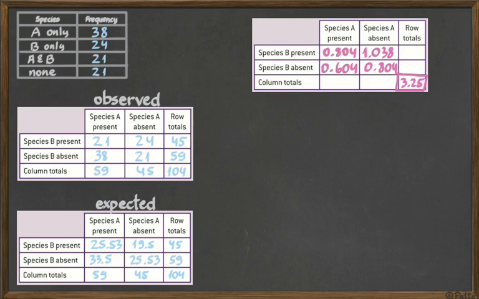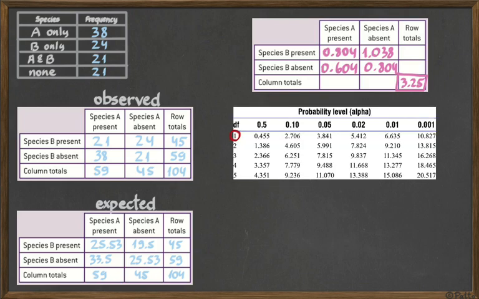What does that mean? So I have to go there to my chi-square table. It's 1 degree of freedom again because I have 2 columns and 2 rows. And 3.25 actually is over there. It's between 0.1 and 0.05. This is slightly bigger than 0.05. But it's bigger than 0.05.